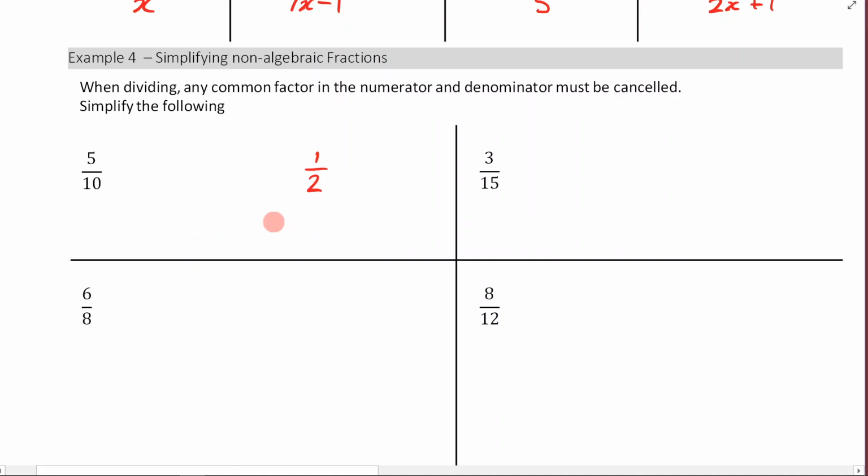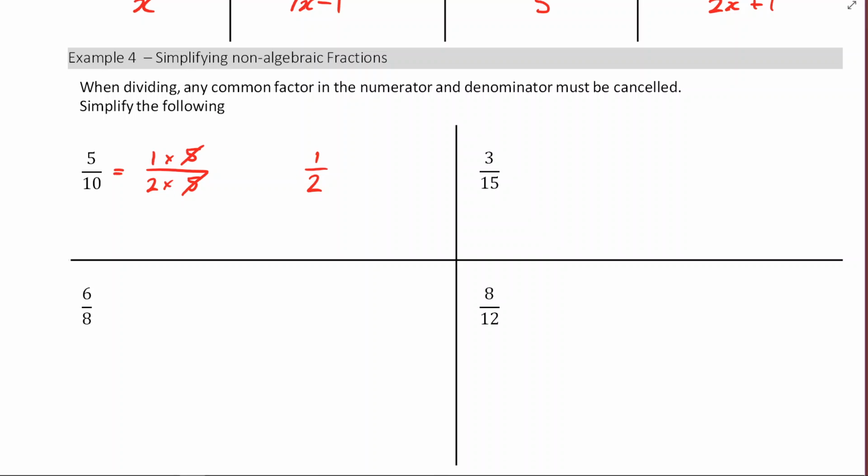Well, what we're doing is we're actually cancelling out common factors. So I could write 5 as 1 times 5, and I could write 10 as 2 times 5. Because 2 times 5 is 10 and 1 times 5 is 5. I can now cancel out those two 5s because they're both in my numerator and my denominator. And that's exactly what this thing says up here. When dividing, any common factor in the numerator and denominator must be cancelled. So I can get rid of those 5s.